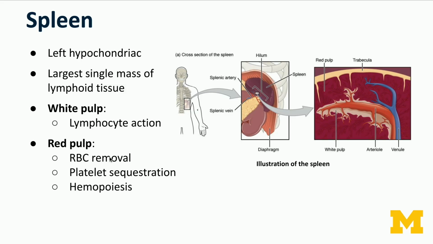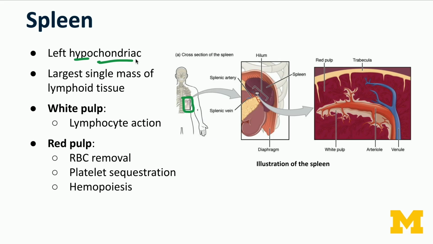Next up, we have the spleen. The spleen is found in the left upper quadrant, also known as the left hypochondriac region. Hypo means below. Chondriac is the cartilage that connects the ribs. And this is the single largest mass of lymphoid tissue in the body.